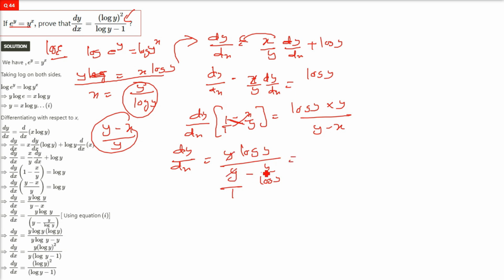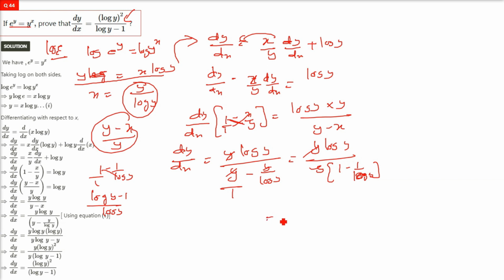Now you can just take y common from here. So log y by 1 minus 1 by log y, and then we have log y minus 1 by log y. This is in the denominator. So log y was already there. This will go up, so it will be log square y, and log y minus 1 will be in the denominator. So log y minus 1 here. Okay, this is your final one.